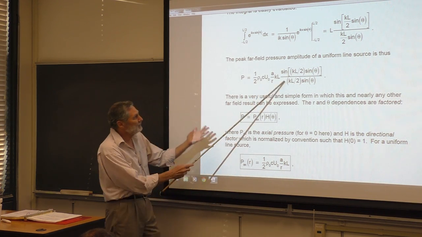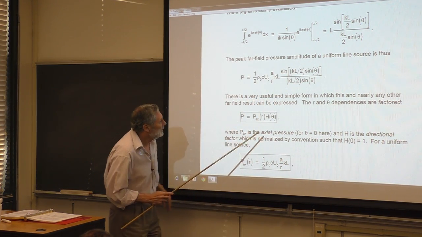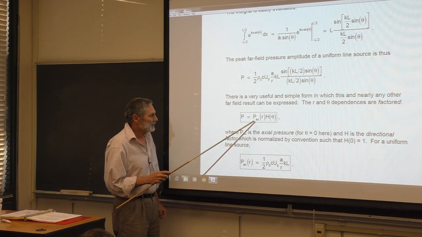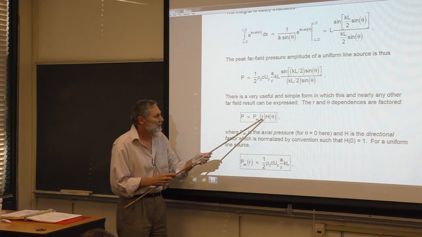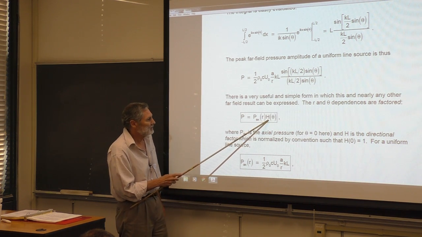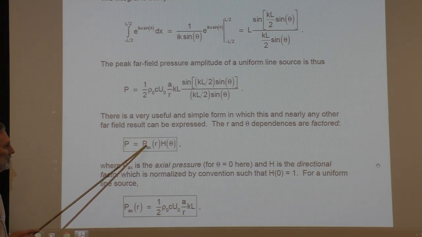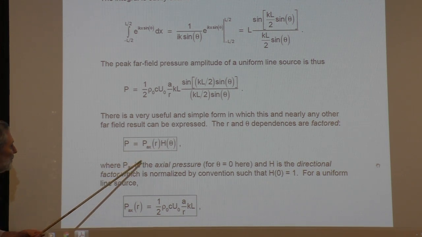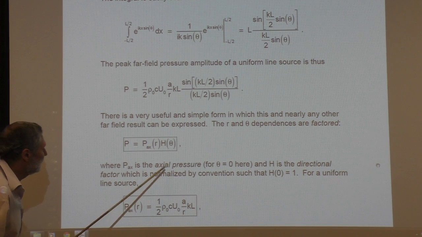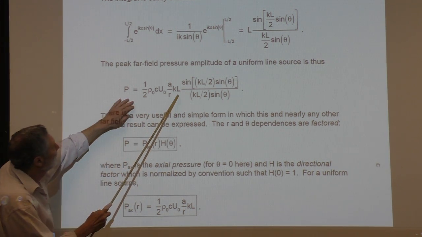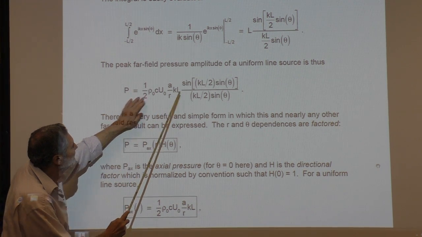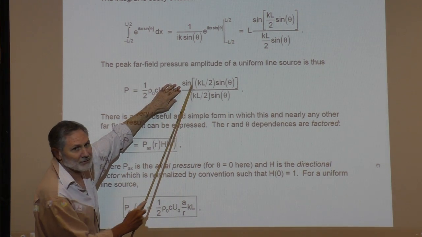Now there's of course an infinite number of ways you can do that here. But here's the idea. You head towards this factored expression. There's this h of theta. This is called the directional factor. This is called the axial pressure. All right? So I'll tell you right now, this is the axial pressure right here, and this is the directional factor.